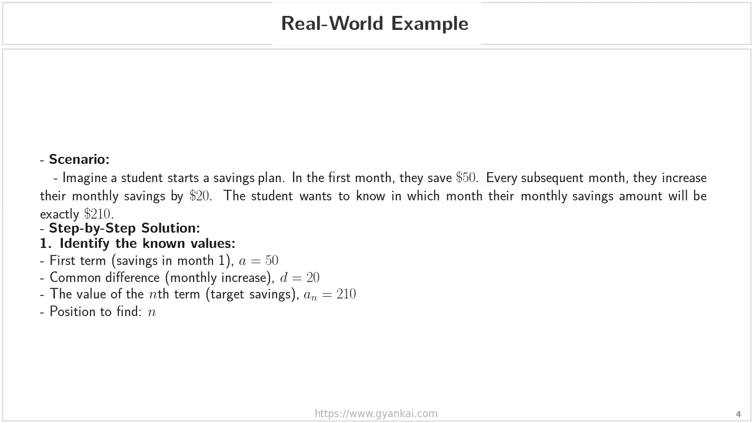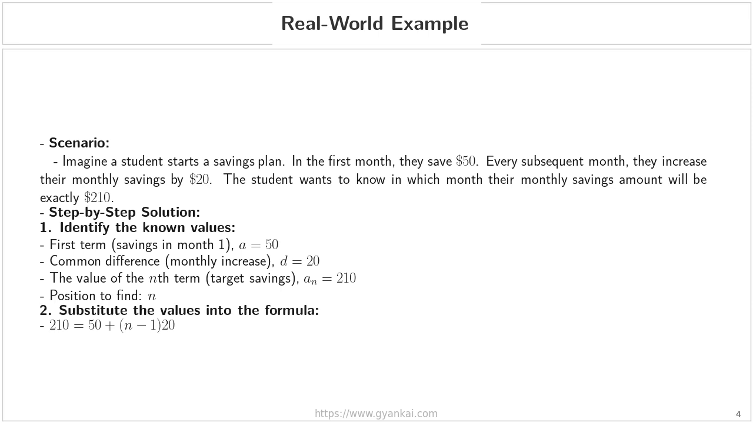To solve this, we will follow the 5-step procedure we just discussed. Step 1. We need to identify and list our known values from the scenario. Our first term, which is the savings in month 1, is a equals 50. Our common difference, representing the monthly increase, is d equals 20. The value of the nth term, which is our target savings, is a sub n equals 210. Our goal is to find the position, which is n.